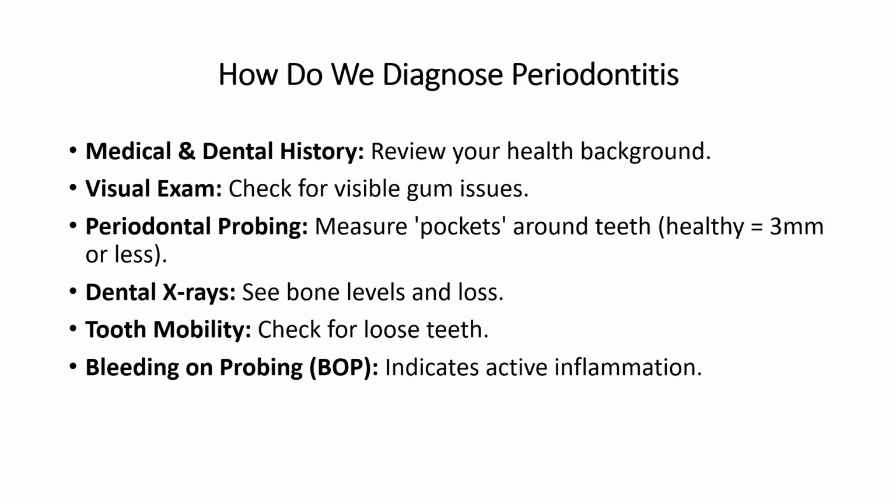In a healthy mouth, this pocket is typically 3 mm or less. Deeper pockets indicate bone loss and an active infection, as they're impossible for you to clean effectively. We also take dental X-rays to see the bone levels around your teeth and identify any areas of bone loss. We check for any tooth mobility, meaning if your teeth are loose, and assess for bleeding when we gently probe your gums, as bleeding is a direct sign of active inflammation caused by bacteria.